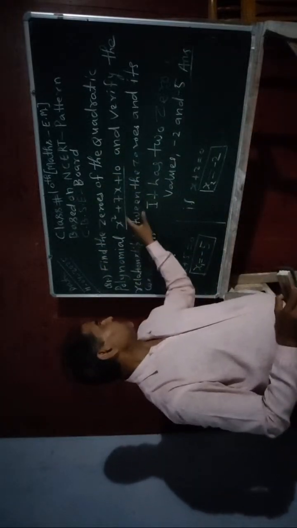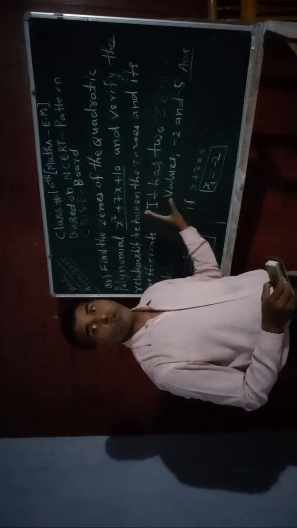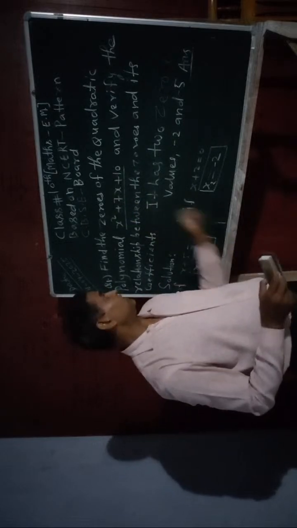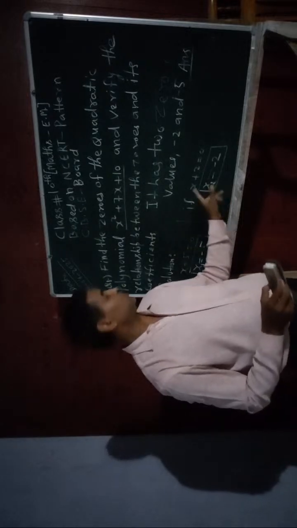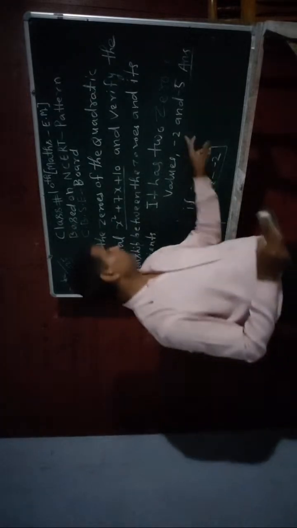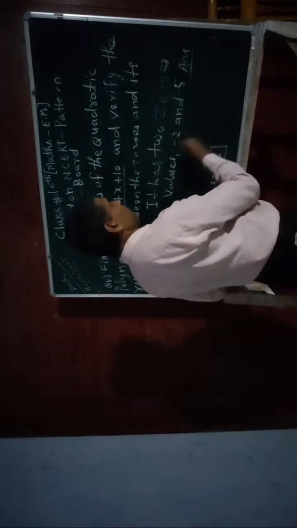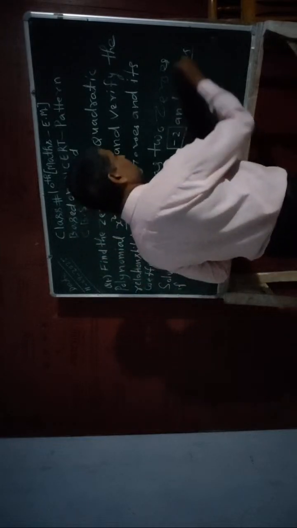So x square plus 7x plus 10 is already given, so I have written it in the form of a quadratic equation, and I have got its two zero values. One is -2 and the other is -5. Okay, student. Now the next point is given.